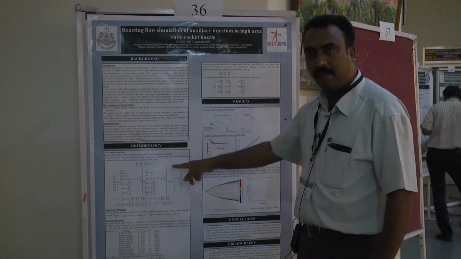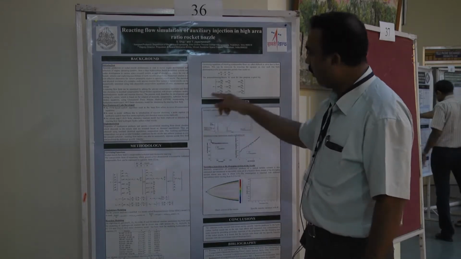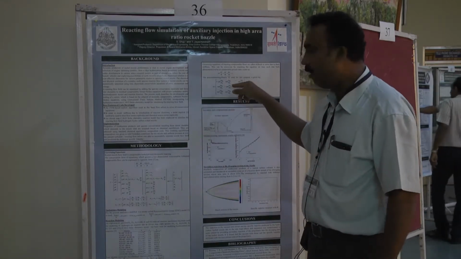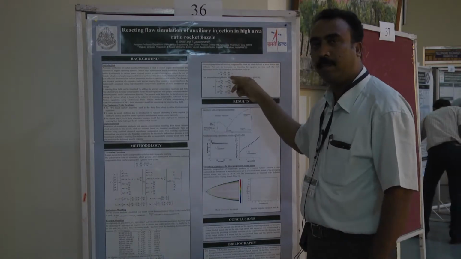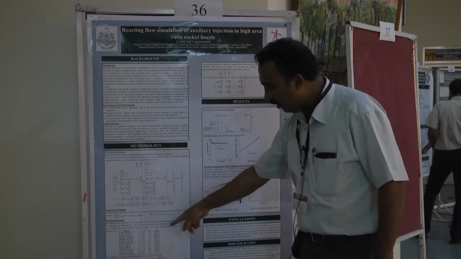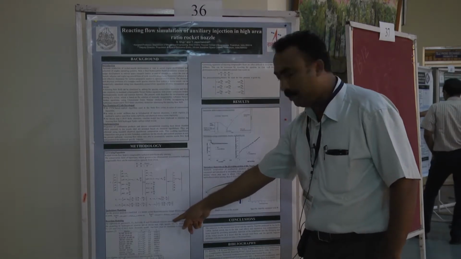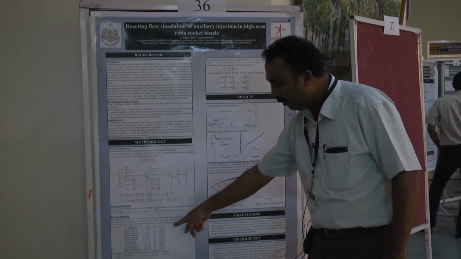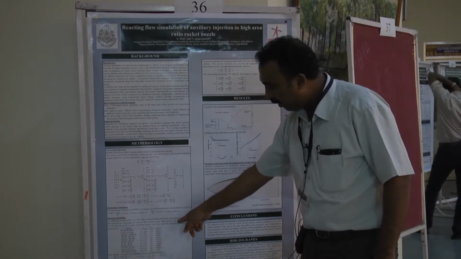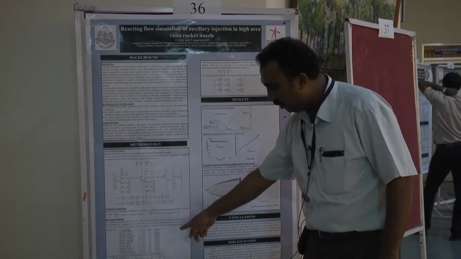On the fluid flow side, we are using the explicit method, and on the reaction side, we are using the implicit method. Together it is known as the point implicit method. For modeling the hydrogen oxygen reaction, we are using a 6 species, 8-step hydrogen oxygen chemistry, and for modeling the methane oxygen reaction, we are using an 8 species, 11-step chemistry.